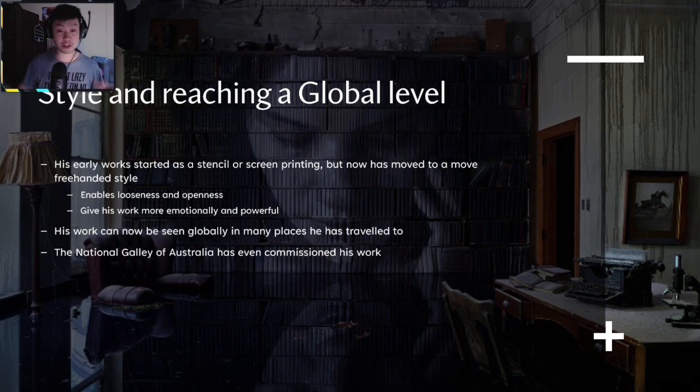So his work is actually in the National Gallery of Australia, which is the work you can see behind all the wall of text. And this was particularly located in London, Berlin, and New York. So yeah, he definitely has expanded quite a lot.